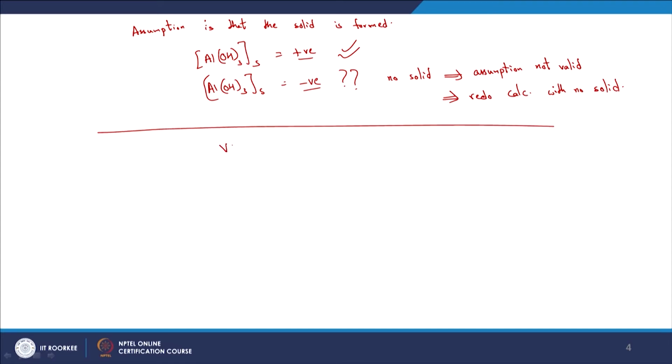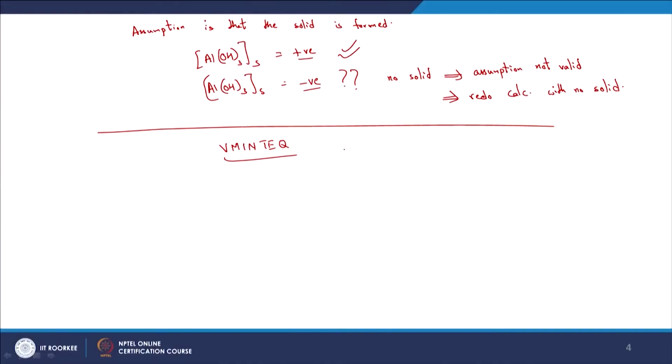So in WMINTEQ, how do I go about it? I believe in the initial class itself, those people who have been paying attention closely might have seen that there was an option to specify possible solid species, right.